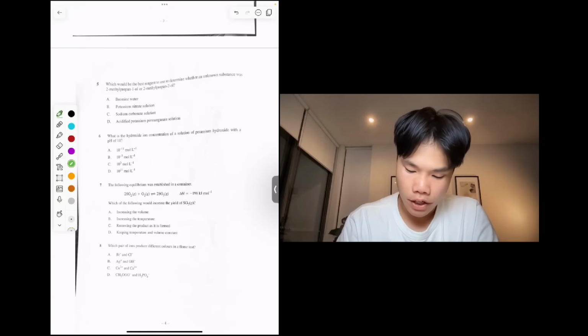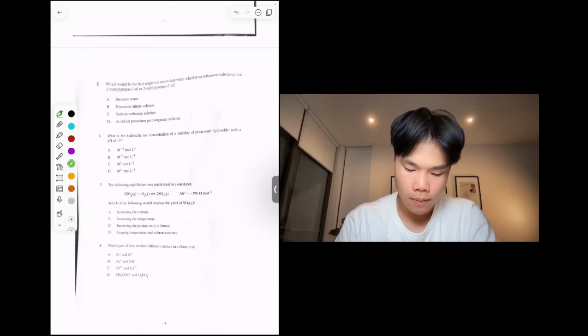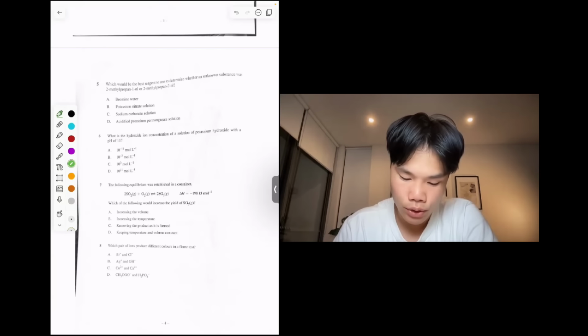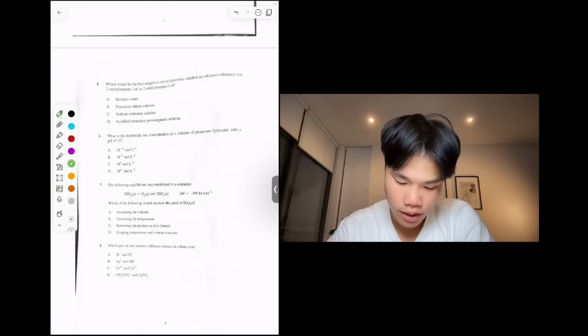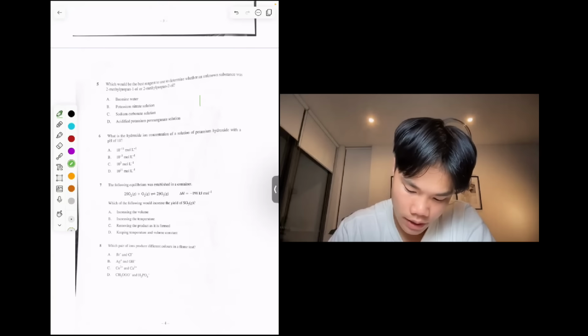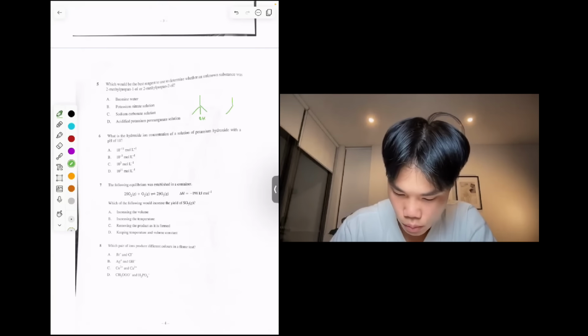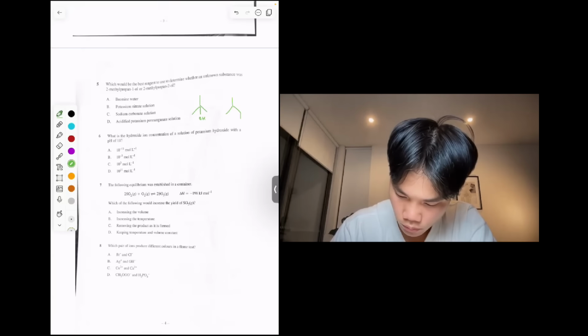Question five, which would be the best reagent to determine whether an unknown substance was 2-methylpropan-1-ol or 2-methylpropan-2-ol? So excuse the skeletal formula, just to save time in multiple choice. You would do a 2-methylpropan-2-ol as such, and a 2-methylpropan-1-ol as such.